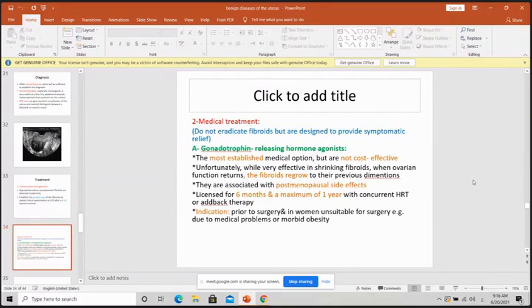Okay, here the problem is that once the treatment is stopped, of course, the shrinkage in the fibroid size will be significant. Yeah, it is very effective in shrinking the fibroids. But once ovarian function returns, meaning when the treatment is stopped, the fibroids will regrow to their previous dimensions. Okay? Therefore, it will not provide a permanent cure.